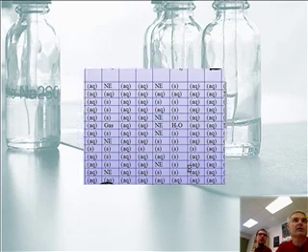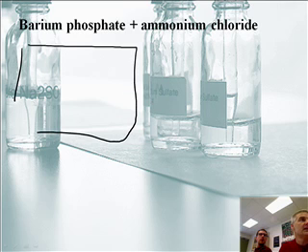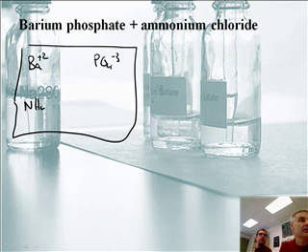I think we got a couple more to do. All right, barium phosphate and ammonium chloride. Start with the box. Barium is Ba, +2. Phosphate is PO4, -3. And then we've got ammonium, NH4, +1. Chloride, Cl, -1.